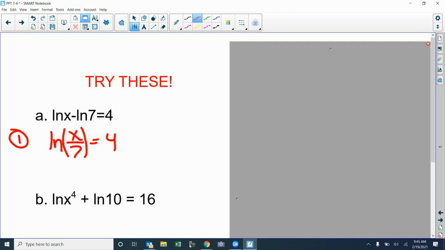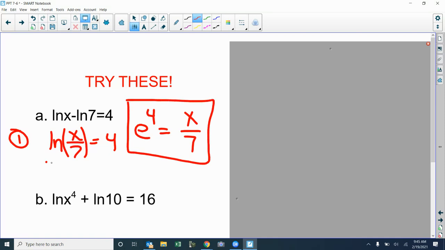Now here's where things get a little different. What is our base here? Our base isn't a number, our base is a letter, which is a number. It's e. I'm going to rewrite this as e to the 4th equals x over 7. Very crucial: we're converting that ln, which is base e. Does that make sense to you?